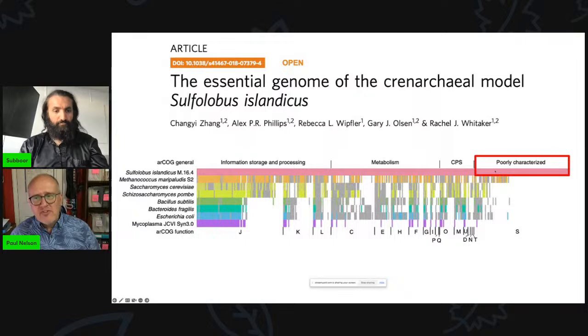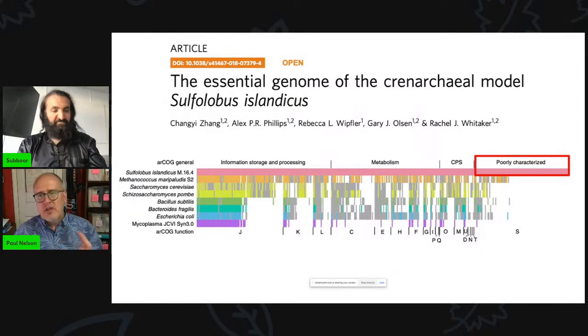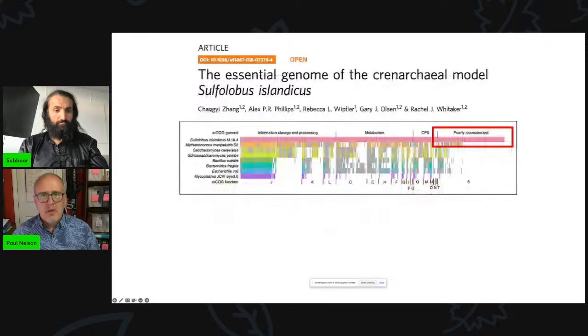Poorly characterized, though, should really get your attention. Why poorly characterized? Because the functions are unknown. And remember what I told you a moment ago about unknown function in relation to orphan status. The reason they're unknown function is that at the time of the publication of this paper, nothing in the databases corresponded to these sequences. Yet we know experimentally they are necessary for Sulfolobus to exist at all.